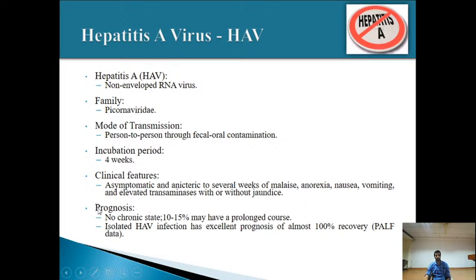In hepatitis A virus, it is asymptomatic in most of the cases and anicteric. In most of the cases it may be anicteric because it's mostly a diarrheal disease, but in some patients it will also develop jaundice. It can present with several weeks of malaise, anorexia, nausea, vomiting and elevated transaminases with or without jaundice. Jaundice is not a prerequisite for diagnosing hepatitis A. It presents as a diarrheal disease in most of the patients. So prognosis: hepatitis A virus doesn't have any chronic state. It's usually self-limited. It will go down within a week or two in most of the patients.